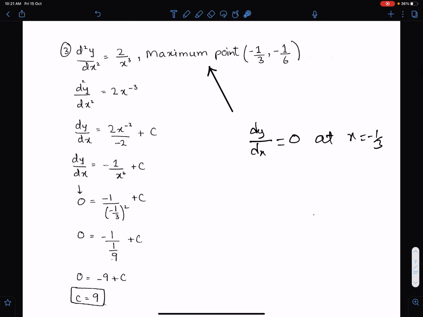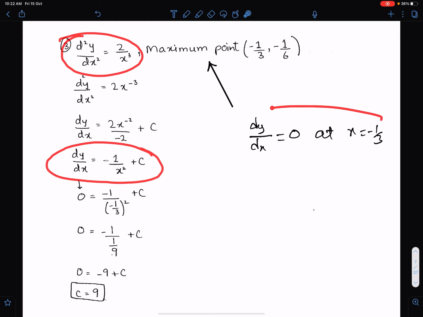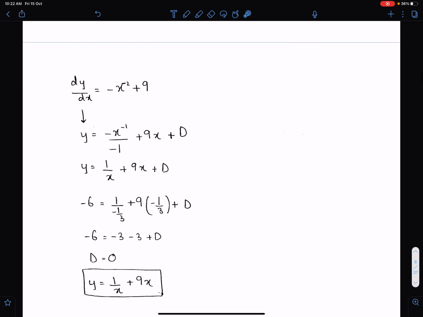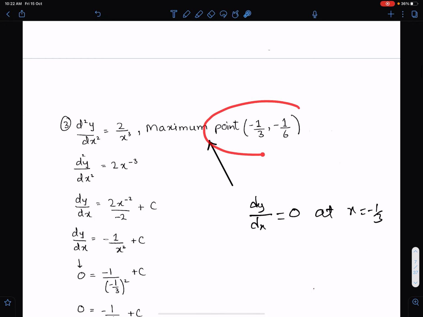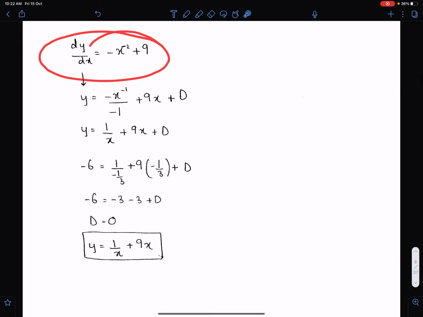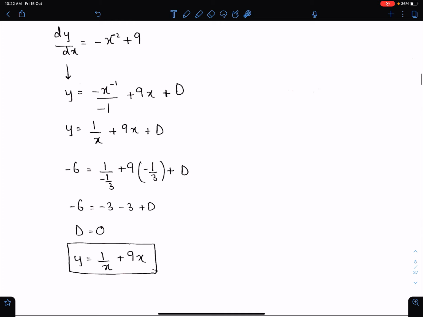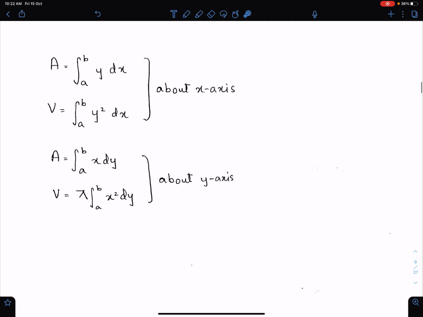So please check the solution again. When you integrate this the first time, you will get this equation. You have to use this information to get the value of c, and then substitute c back into this equation and then integrate it. Then use this point and get the value of this new constant d. And this is the required equation of the curve.